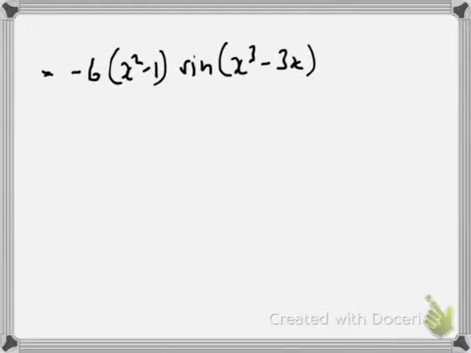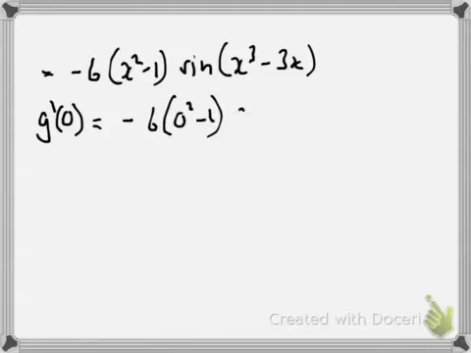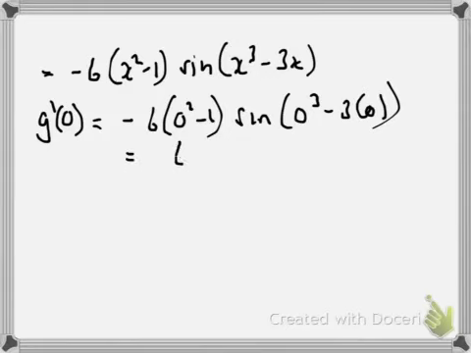Now we have to find the gradient at x equals 0. So what we're after here is g dash of 0 equals negative 6 outside of (0 squared minus 1), sine (0 cubed minus 3 times 0), equals negative 6 times negative 1 is 6, sine 0. And sine 0 is 0, so 6 times 0 equals 0.